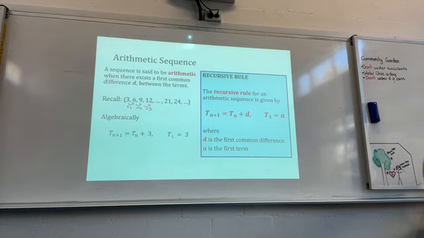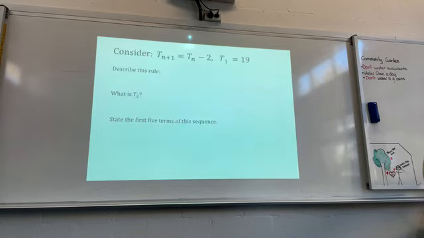Alright, I am going to move on to the next slide. Everyone ready? Okay. So, now if we look at Tn plus 1 equals Tn minus 2, T1 equals 19, how would you describe this rule? Remember I said when you describe a rule for a sequence, you must always state the starting point. So start with the number 19. The subsequent number is the previous number, take away 2. All right, and the process goes on.